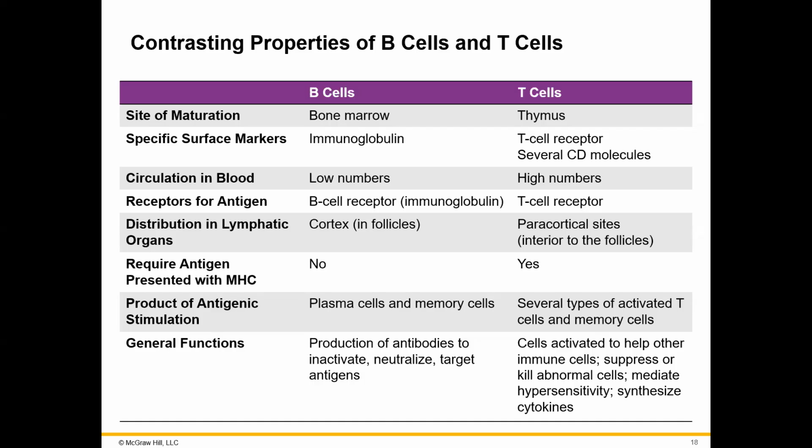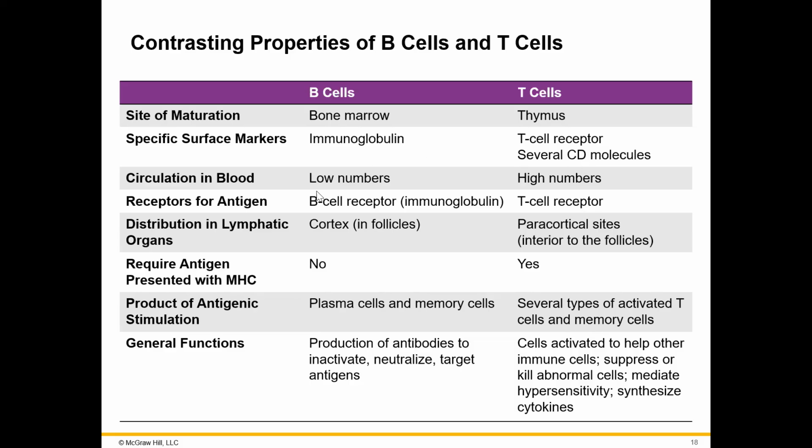So continuing on with looking at adaptive immunity. Here we have a table that shows us contrasting properties of B cells and T cells. First point, looking at site of maturation. B cells, you find them in the bone marrow, T cells in thymus. Specific surface markers, in the case of B cells, immunoglobulin, in the case of T cells, T cell receptor or several CD molecules. Remember, CD is cluster of differentiation.